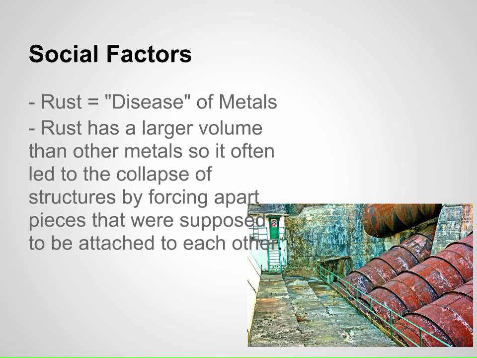For social factors, rust has also been a social issue and is known as the disease of metals. Rust has made some structures crumble to pieces because rust has a larger volume than the iron itself. Therefore, it often led to the collapse of structures by forcing apart the metal pieces that were supposed to be attached to each other. There have been several accidents because the rust pushed apart the adjacent parts.